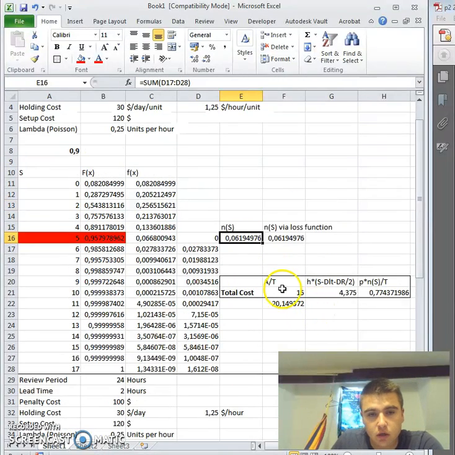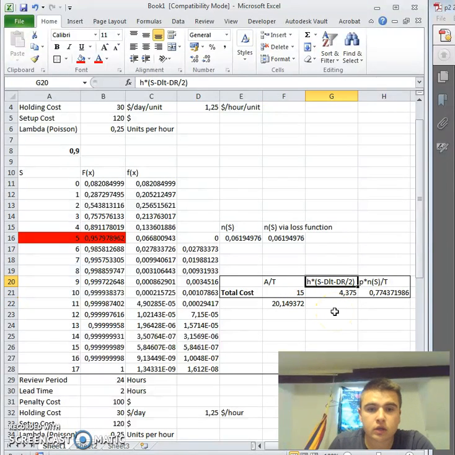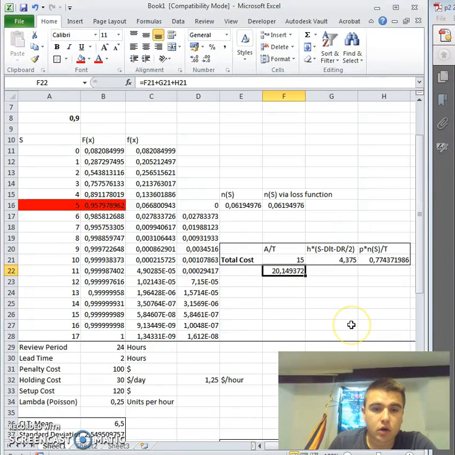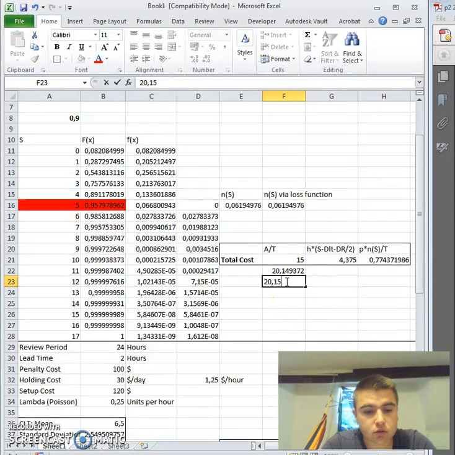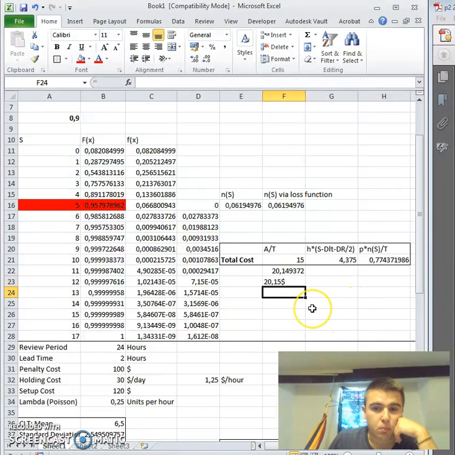So if we want to compute the cost, we have three terms: A divided by T, which is 15, H times (S minus D during the lead time minus D during the review period divided by 2), and finally the penalty cost times the expected number of products that will be missing divided by the cycle time. If you sum this, you get an overall cost of 20.15 if we round this to two decimals, which is normal for a final budget. So that's question B.